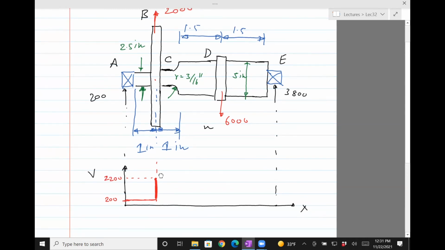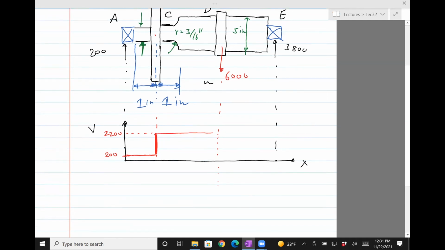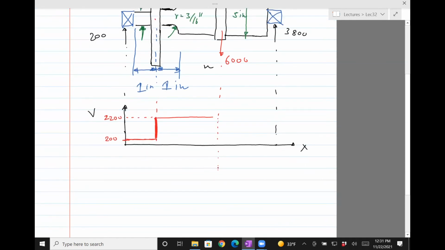$2,200. Okay, then it stays constant till the next point, 6,000, where it has to dip by 6,000. So I need to do 2,200 minus 6,000. That comes out to be minus 3,800. And then here on the right side, it goes back to 0 because of the 3,800 acting upwards. So positive minus 3,800 negative gives me 0. This is what the bending moment diagram looks like. Sorry, the shear force diagram looks like.